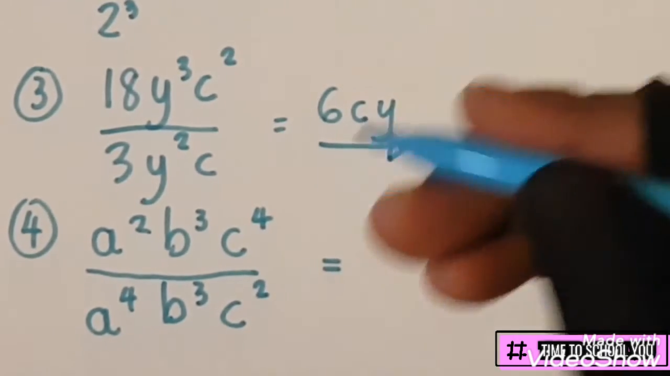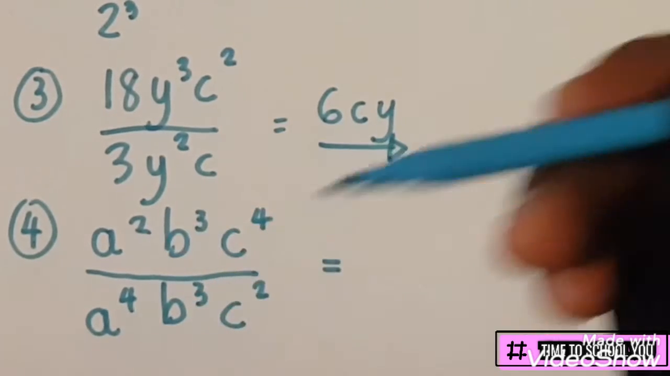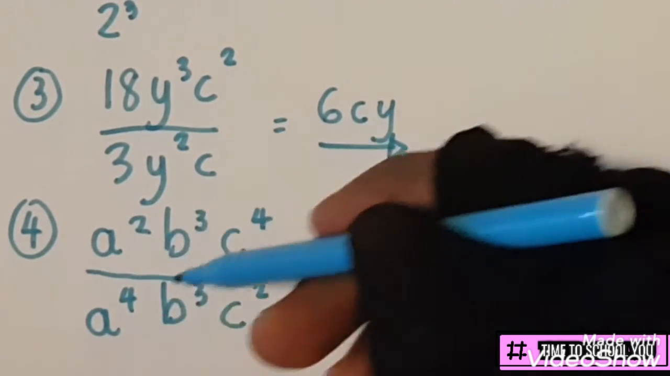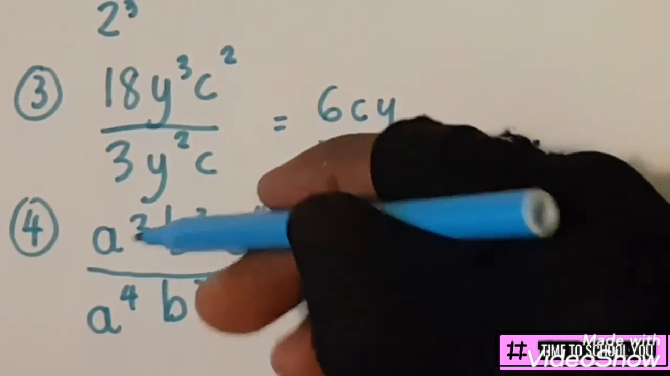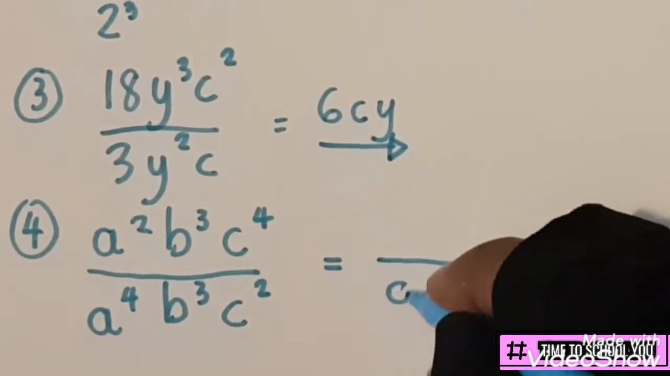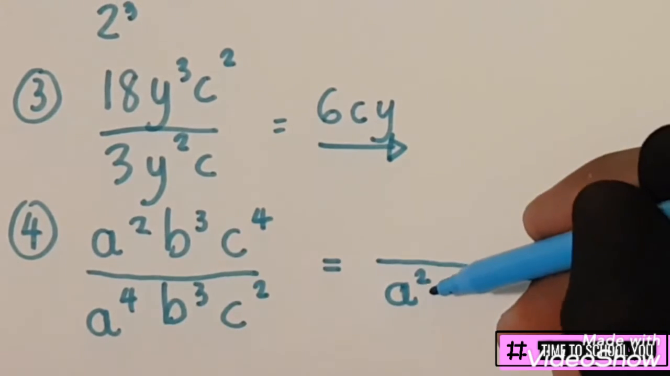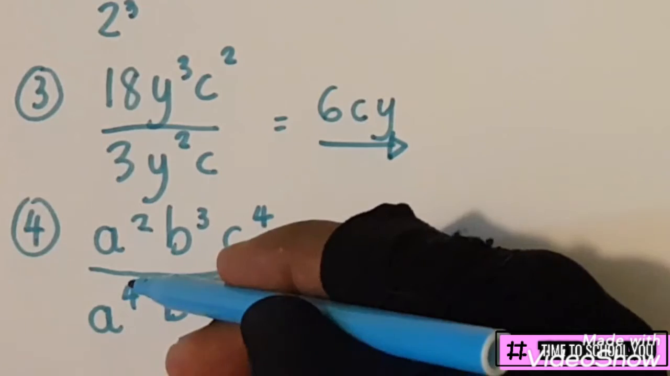Now, generally I tell my learners, you look at the big number minus the small number. So in this case here, I tell my learners 4 minus 2 is 2. But where is the bigger number? It's at the bottom. So what I will do is I'll put the a squared at the bottom, because the bigger exponent is at the bottom.